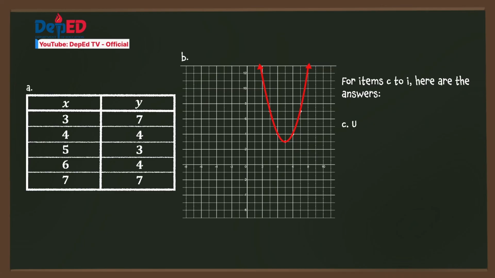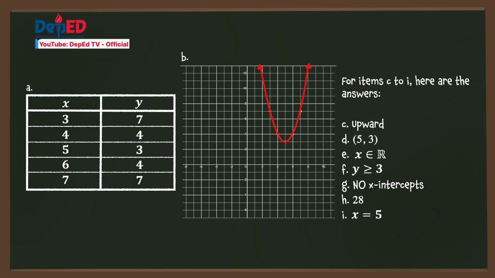For C, upward. For D, the ordered pair (5, 3). For E, x is the set of all real numbers. For F, y is greater than or equal to 3. For G, there are no x-intercepts. For H, 28. And for I, x is equal to 5.